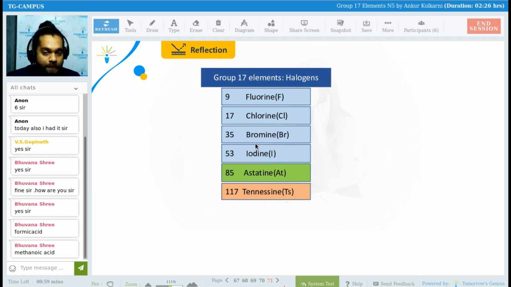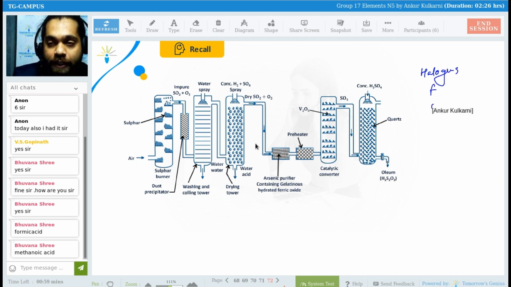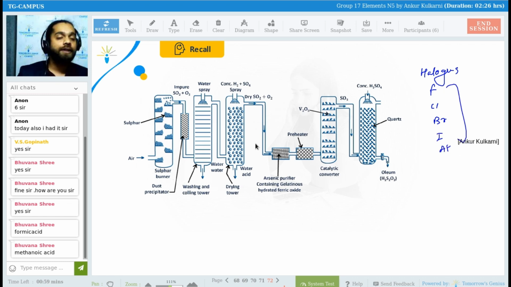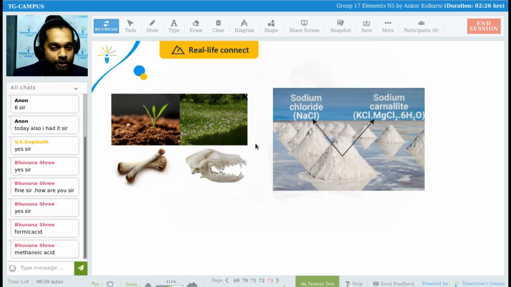Go ahead to group 17. Group 17 is also called as what? They are also called halogens. Group 17 are also called halogens. You have fluorine, chlorine, bromine, iodine, astatine. So remember till over here. Fluorine, chlorine, bromine, iodine, astatine. Those are your halogens. So now let us study about the halogens.